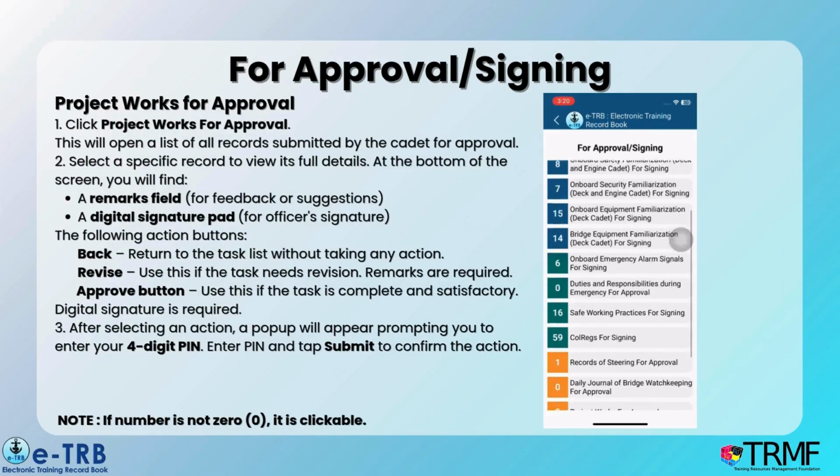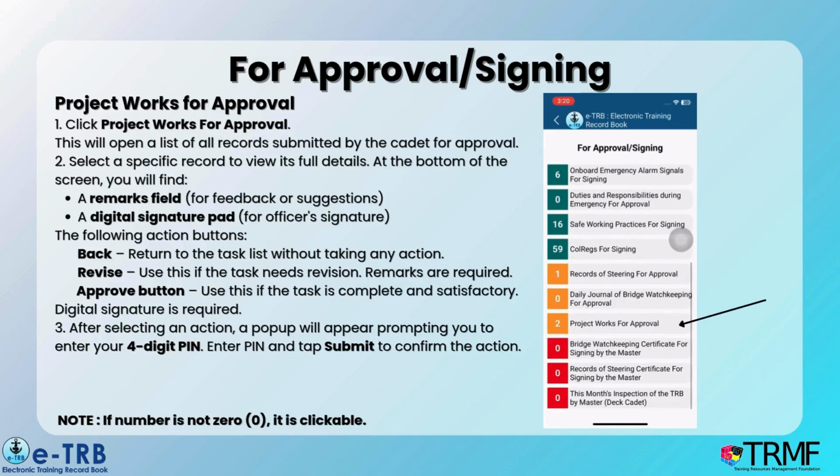1. Click Project Works for approval. This will open a list of all records submitted by the cadet for approval. 2. Select a specific record to view its full details.